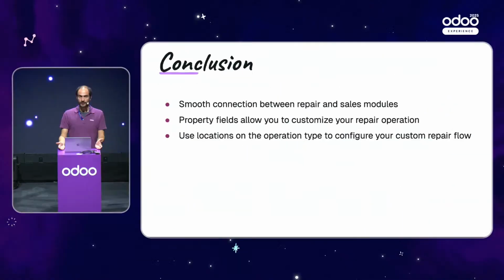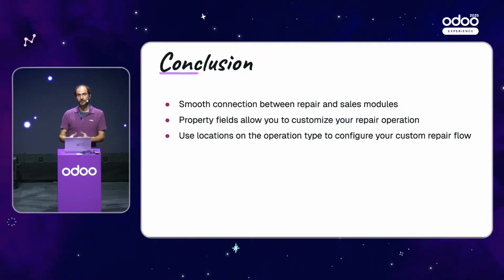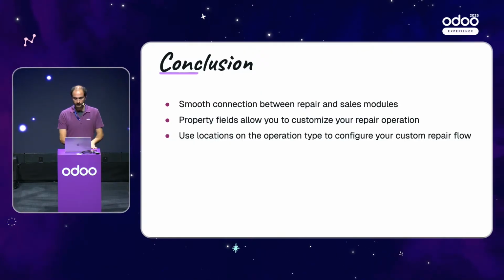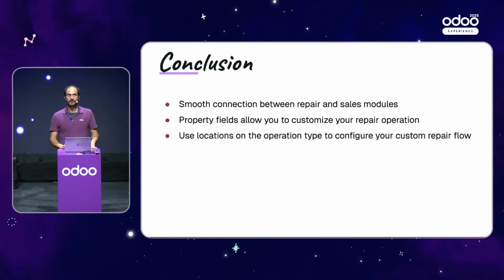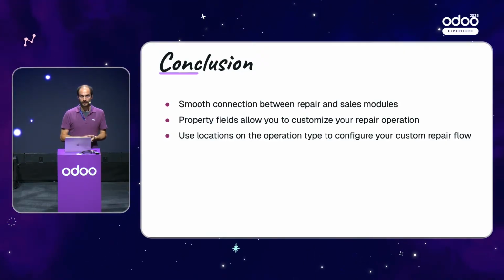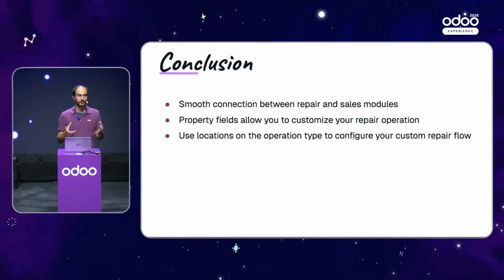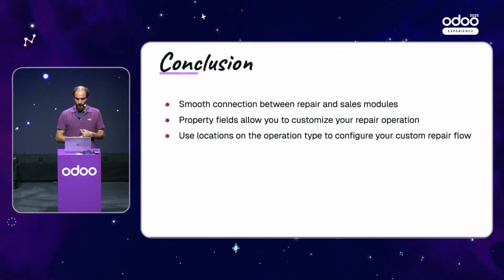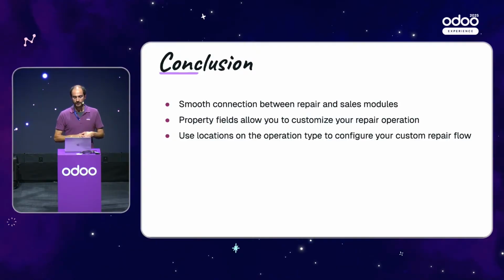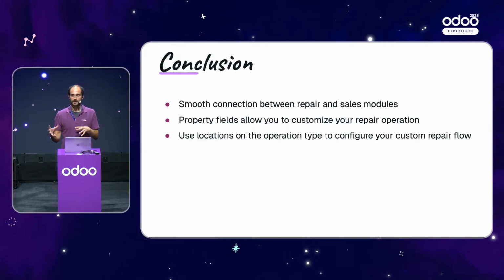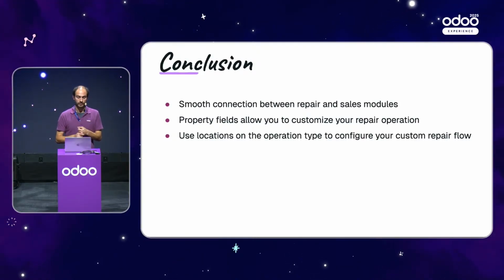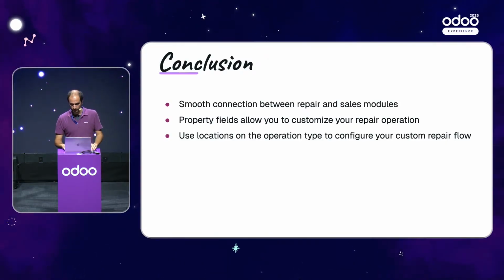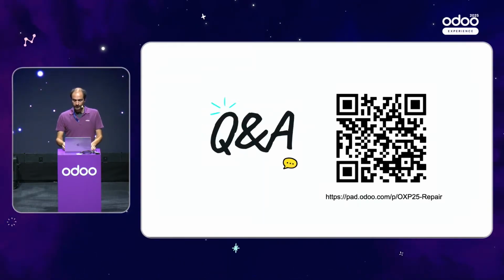As a conclusion, there's a smooth connection between the repair and sales modules, as I showed that it worked in both directions. The property fields on the repair forms allow you to customize your repair orders a little bit. And as I've shown you in the end, you can customize those locations on the operation type so that the logistics behind all of your product moves are properly set up. So that's it for me today.